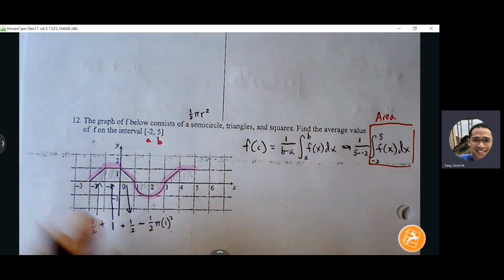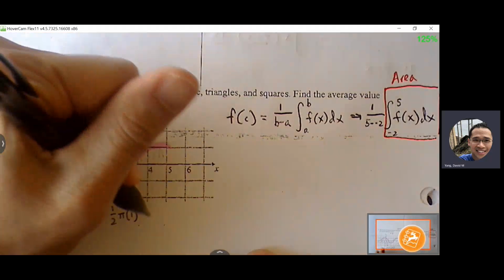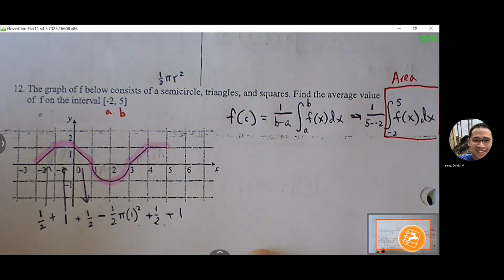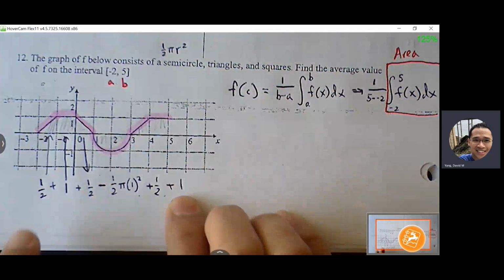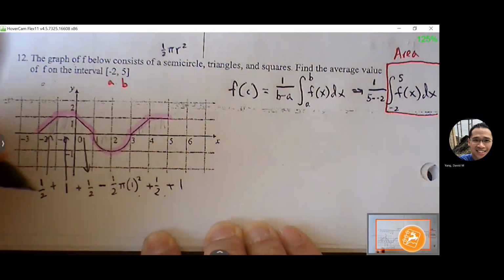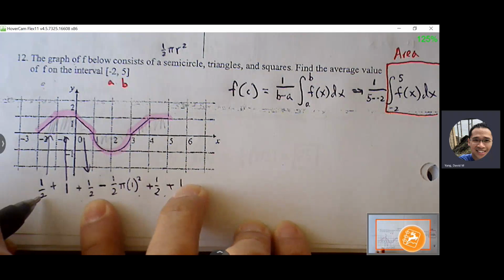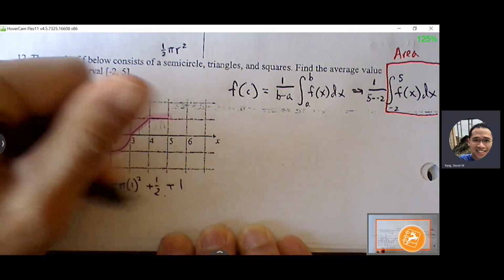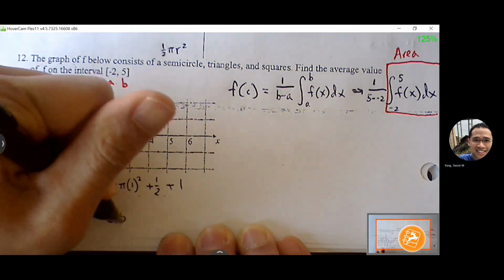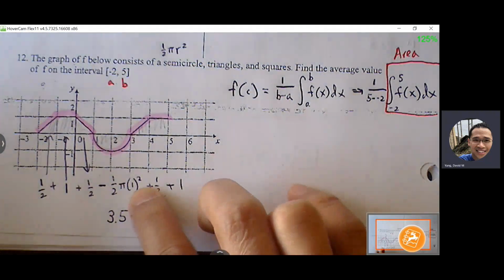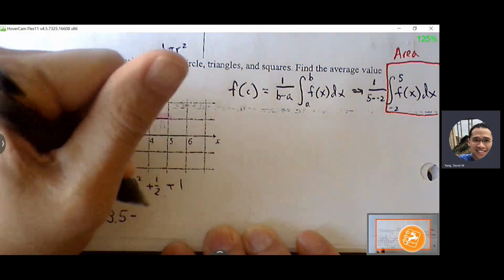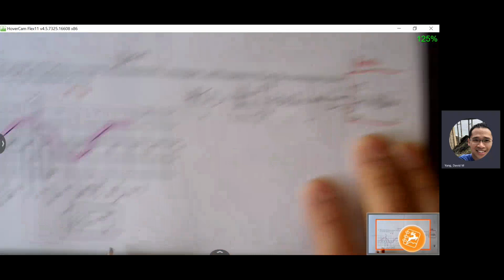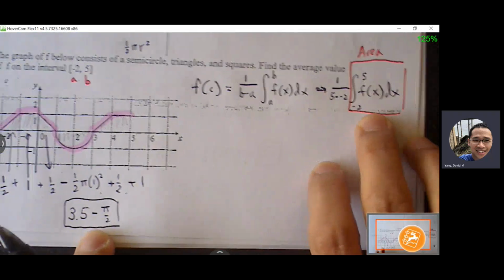Back to above the x-axis, so plus 1/2 plus 1. Okay, clean up as much as we can here. 1 plus 1 is 2. Plus 1/2 plus 1/2 is 3. So I have 3 plus 1/2, which is 3.5. Minus 1/2 pi times 1 squared. I can say minus 1/2 pi or minus pi over 2. So there we have it. This is representing the area, or the definite integral, of this region.